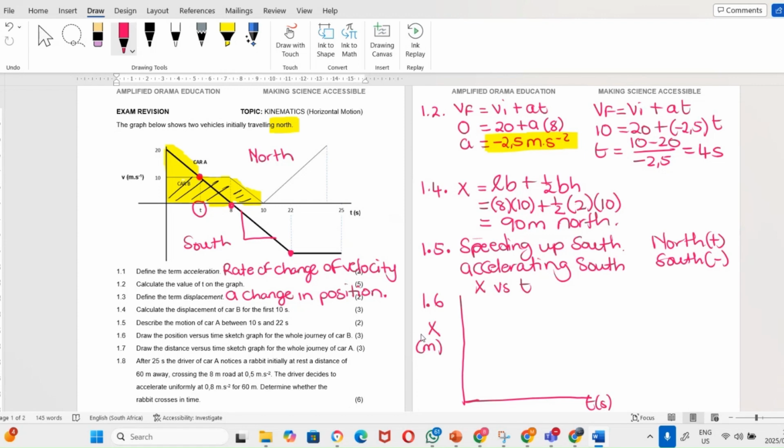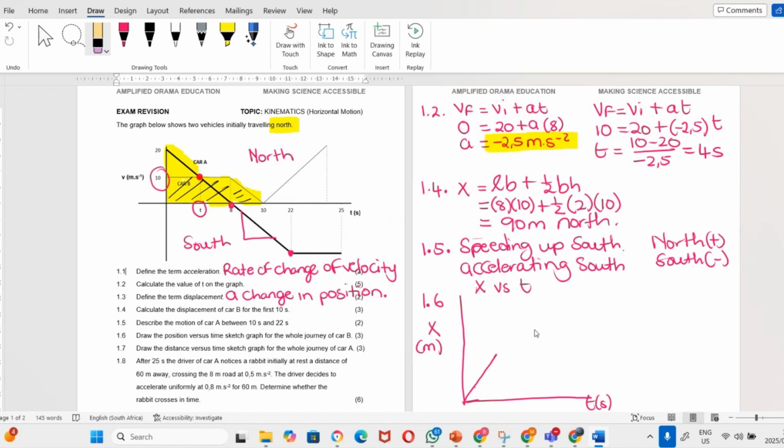And if car B is traveling at a constant velocity, then for your position versus time graph, you draw an increasing, positive gradient graph. So this particular graph represents a straight line. The gradient of that graph would give you a velocity of 10 meters per second, because the gradient of a position versus time graph gives you velocity. So that's very, very important.